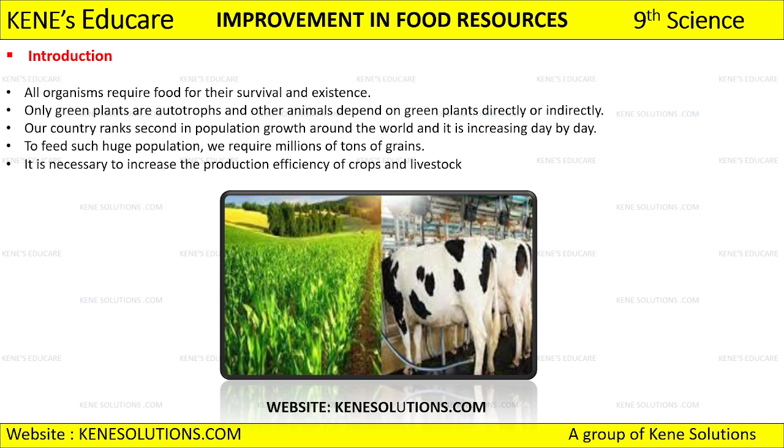See over here, the importance of livestock has been given, like why the production efficiency of crops and livestock is important. Because the population is increasing day by day, and the demand for food crops has also been increasing, right? So we need to make sure that we are improving the food crops.